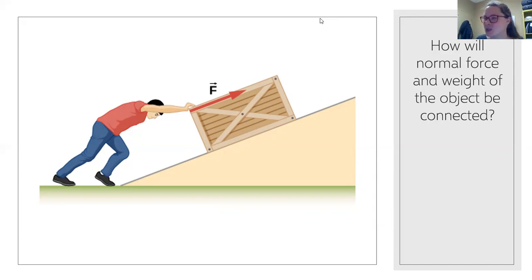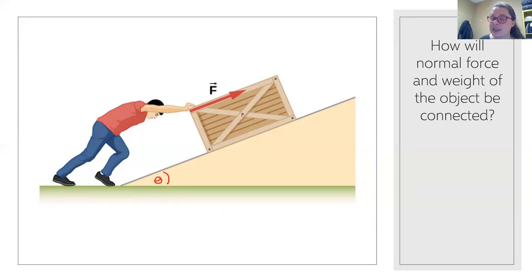So here you have an individual, they're pushing a crate up a ramp. You can see their applied force diagrammed in as the red arrow. How will normal force and the weight of the object be connected? So we're going to do a little bit of diagramming first. If they're pushing on an incline, we have an angle. Okay, so they're pushing up at an angle.